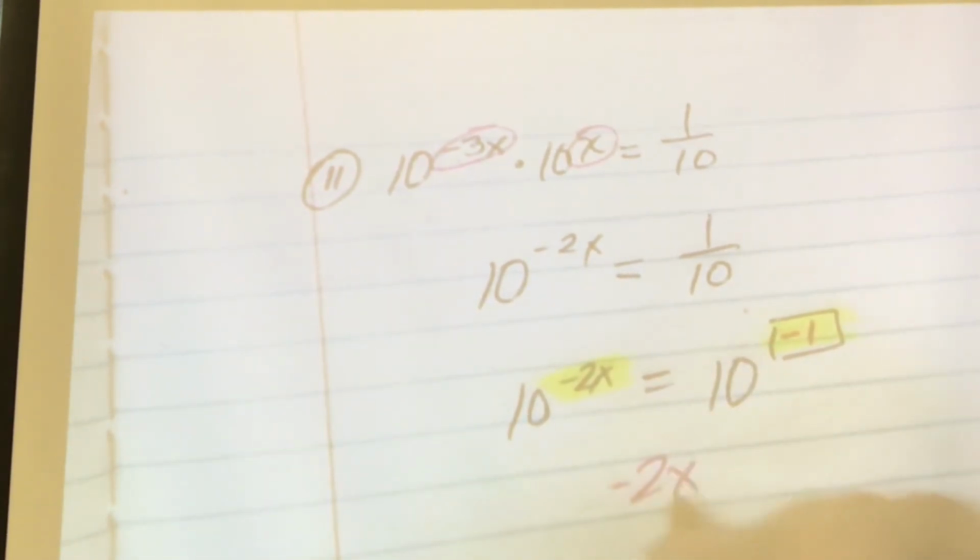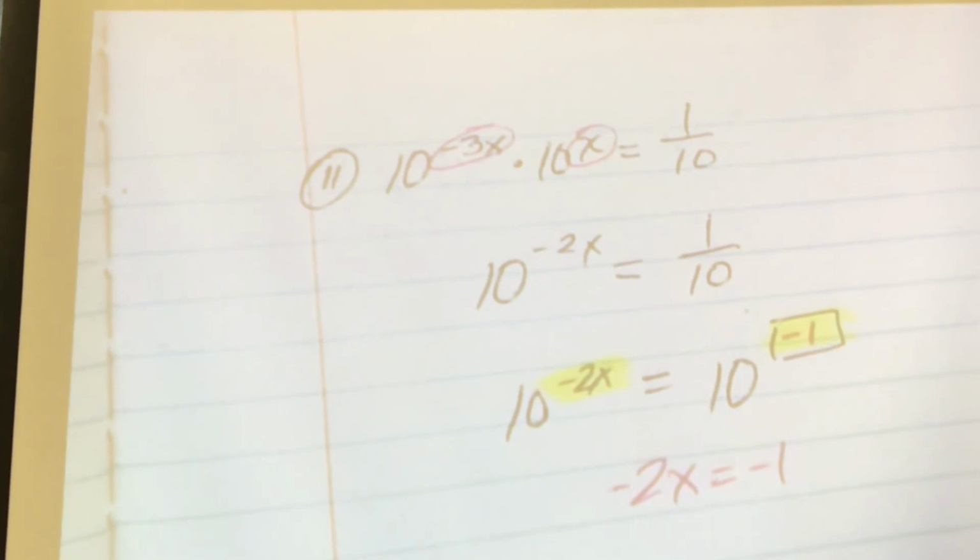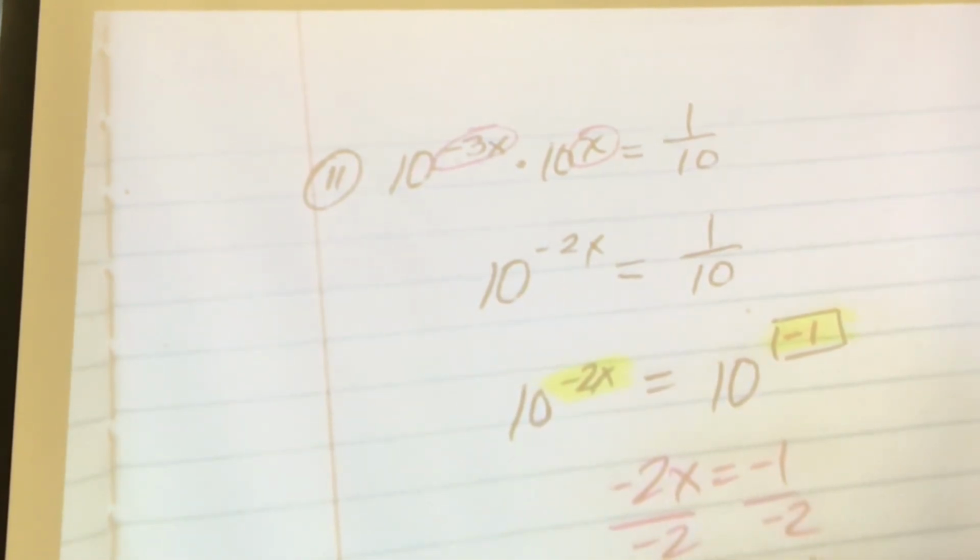So negative 2x equals negative 1. Divide both sides by negative 2. And you get x equals 1/2.